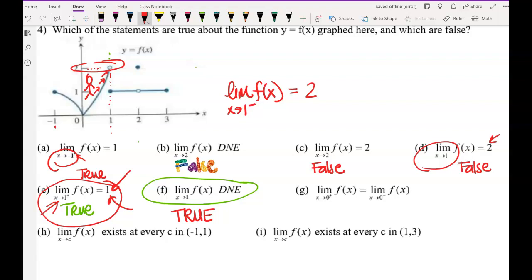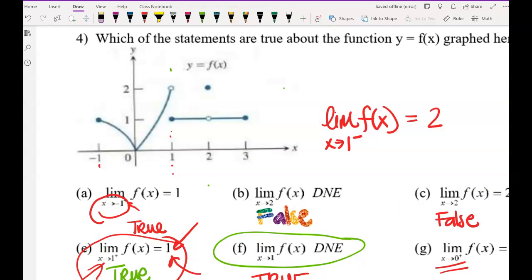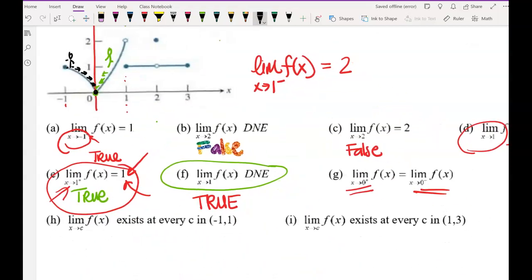G, true or false? The limit as x approaches 0 from the right is exactly the same as x approaches 0 from the left. So let's erase what I have marked, and then let's go to x being 0. Here is x being 0. That means right-hand limit, as we are creeping towards x being 0, y is 0. Left-hand limit, standing on the left side, getting closer, closer, closer to 0, it's also 0. So right and left, they're both 0, therefore true.